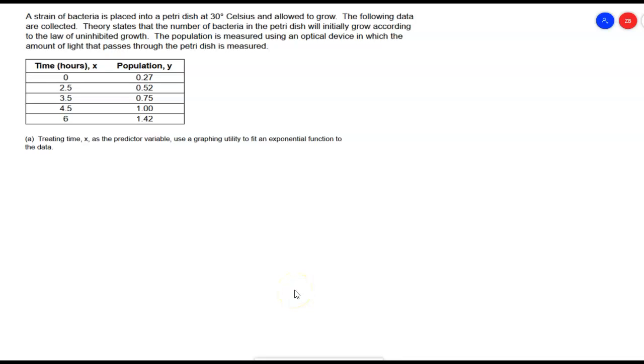Today we're going to be looking at a pretty extensive problem from section 5.9. This is building exponential models from data. And what we're going to do is first put this information in our calculator, and then fit it to an exponential function.